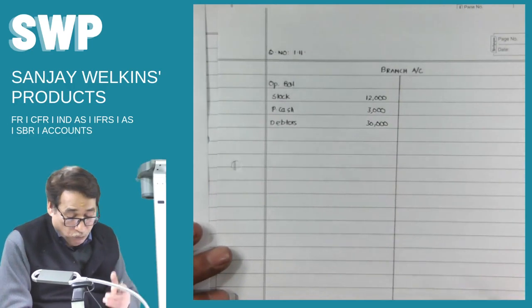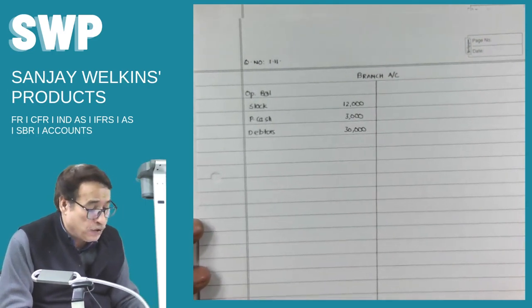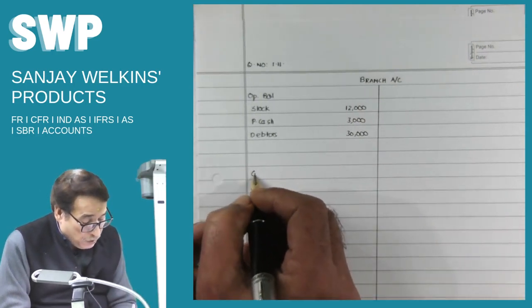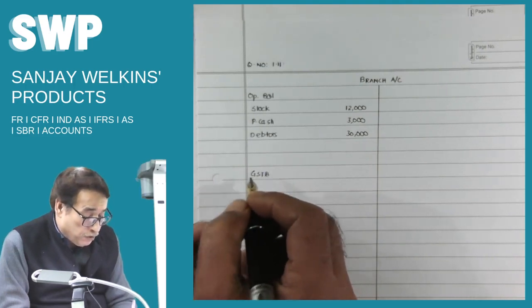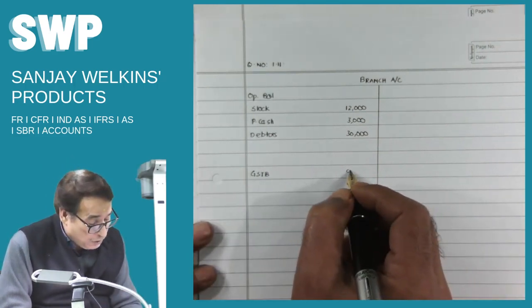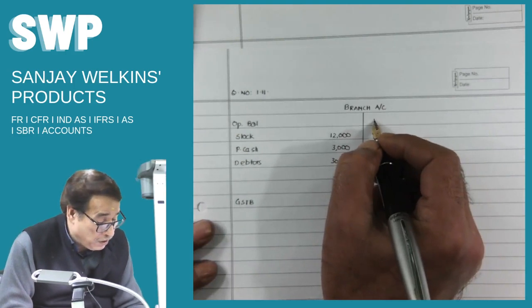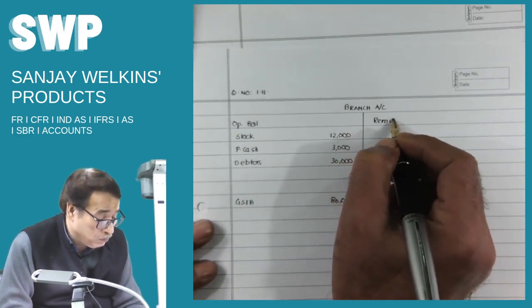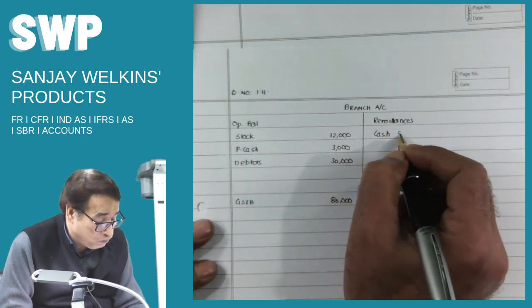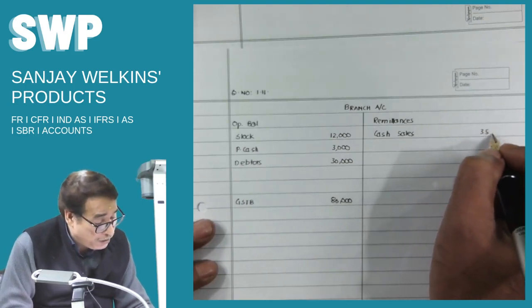Then it is written goods invoiced from Jaipur. Goods invoiced from Jaipur means head office, which is in Jaipur, has supplied goods to the branch at invoice price. But as I told you, we are simply considering this as goods sent to branch account. Of course, these goods have been sent at invoice price, but at this moment, we are not caring about invoice price, so 80,000. Then it is written cash sales, under the remittances. The amount of cash sales is 35,000, so you write 35,000 here.